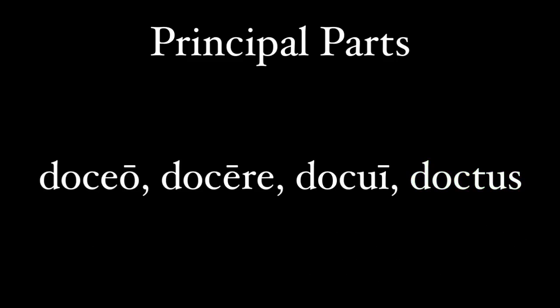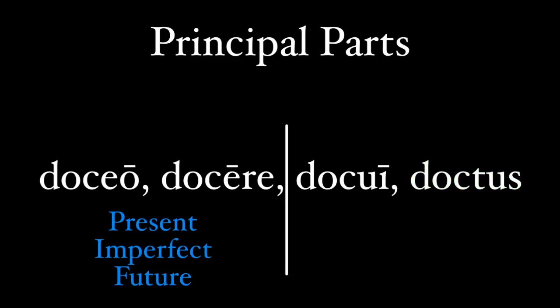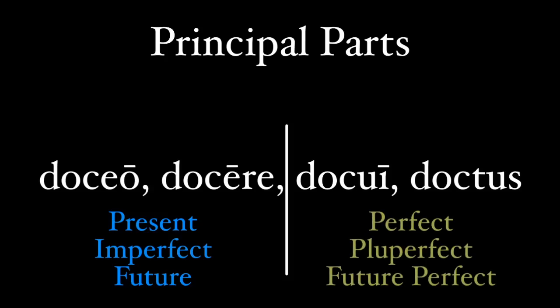The neat thing about principal parts is that the first two parts, doceo and docere, are used with present system tenses. So we use these two to form all of the forms of the present, imperfect, and future tenses. The last two are key for perfect system tenses. That is, the perfect, pluperfect, and future perfect. The third principal part, docui, is used for all perfect active forms, while the fourth one, doctus, is used for all perfect passive forms. That's it.